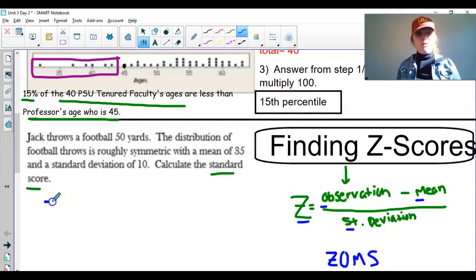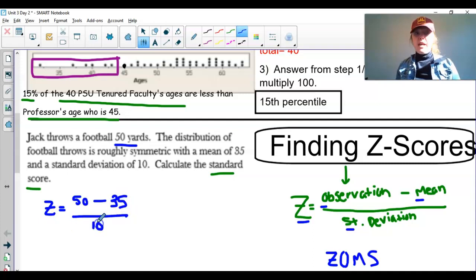Okay, so let's do that now for Jack. Z is equal to the observation, which is what is happening. Jack is throwing a ball 50 yards, minus the mean of 35, divided by the standard deviation of 10.